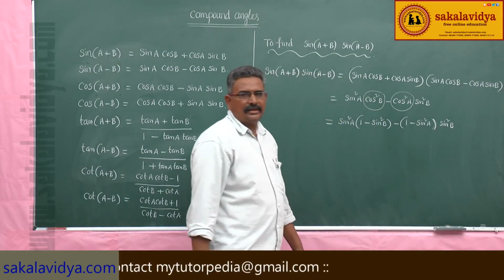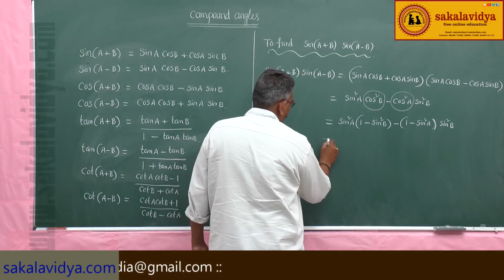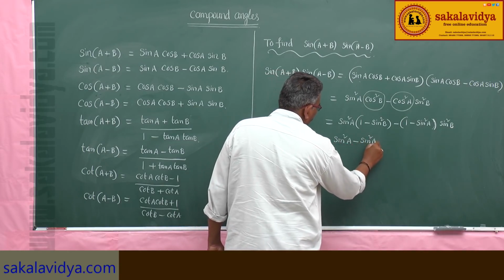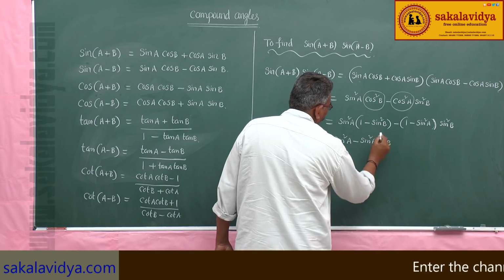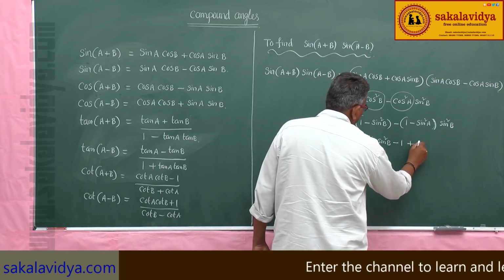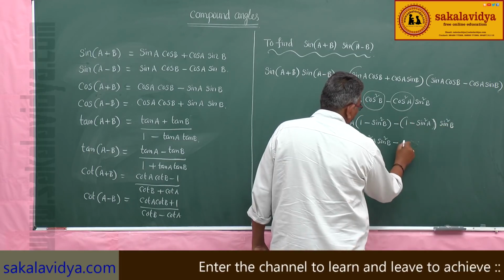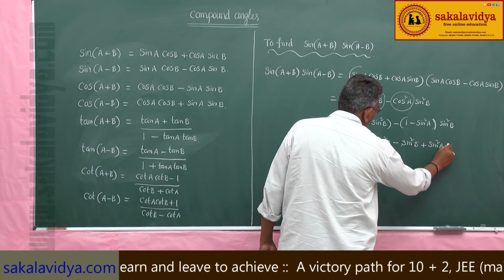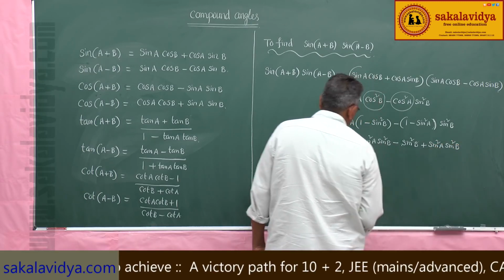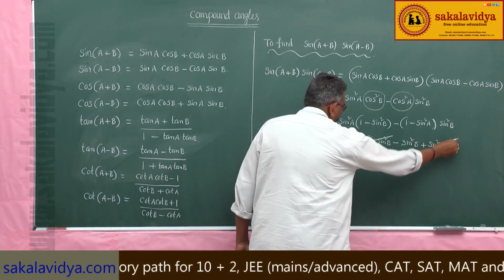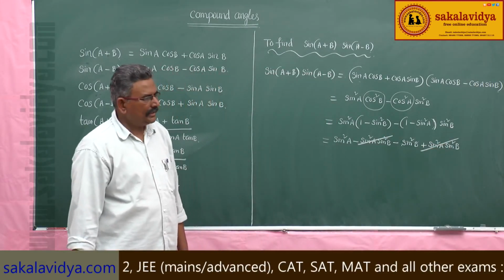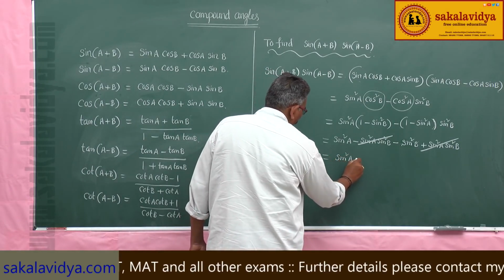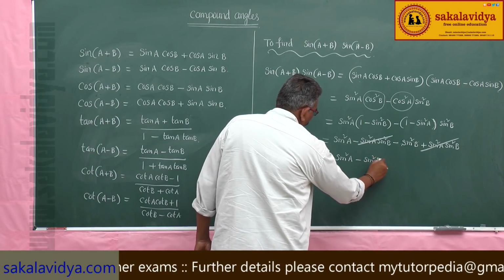Now, what do we get? This is sin square A minus sin square A sin square B, and minus sin square B plus sin square A sin square B. So, minus sin square A sin square B and plus sin square A sin square B get cancelled. So, we have sin square A minus sin square B. Say, this is equation 1.